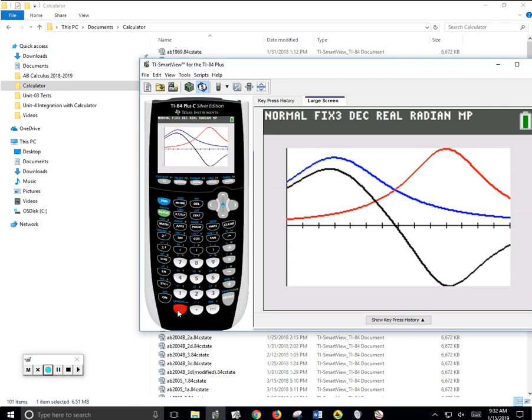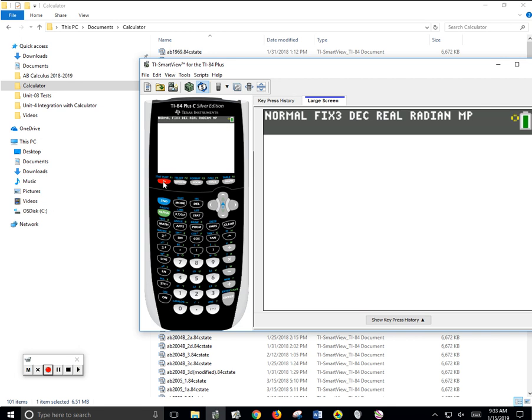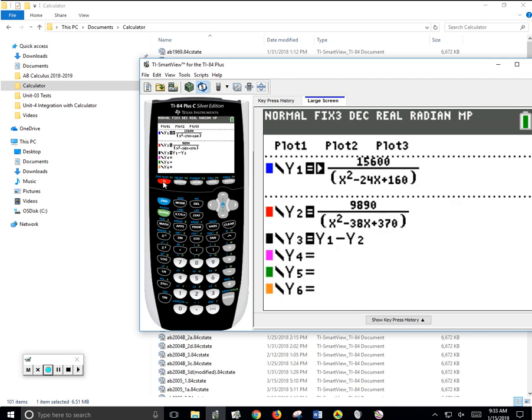Window should be 9 to 23 because that's the hours that the park is open. So a lot of people didn't graph the N prime. You don't have to, I suppose, but I find it useful. So again, I put into y3, y1 subtract y2. That's my graph of N prime.